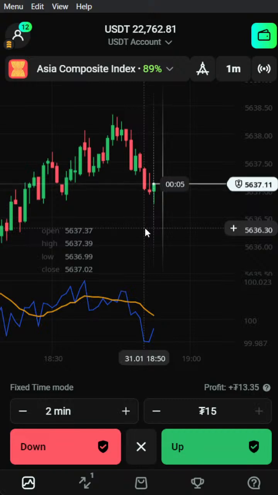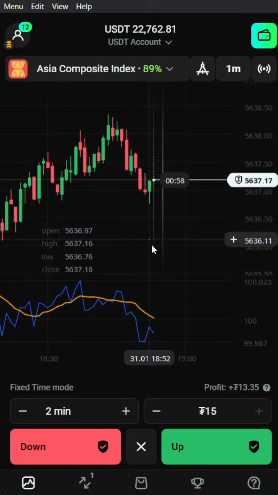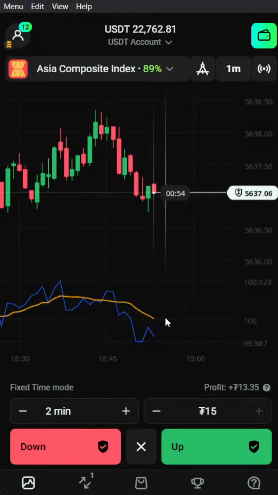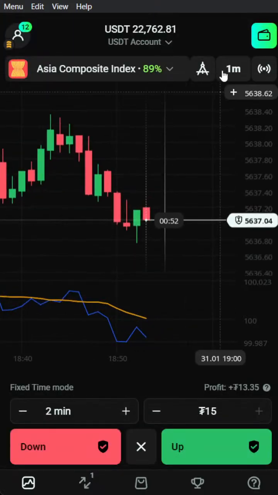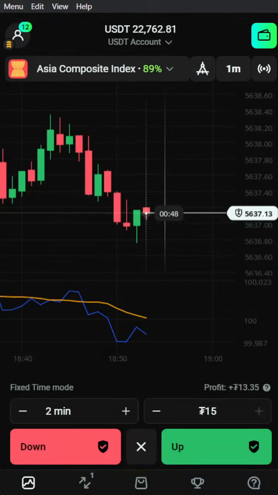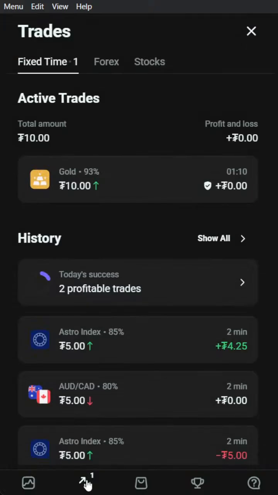All right, so people who have just joined in, we are talking about the AXEL strategy today, which just has the momentum indicator. There is nothing else in it. There is just the momentum indicator, and with the help of that indicator, the settings of the momentum indicator are here. There are default settings. You don't have to make any changes.